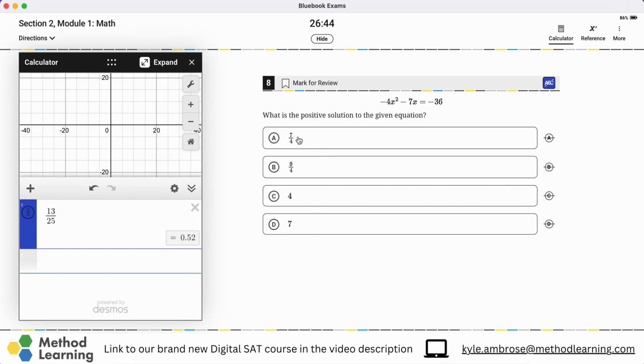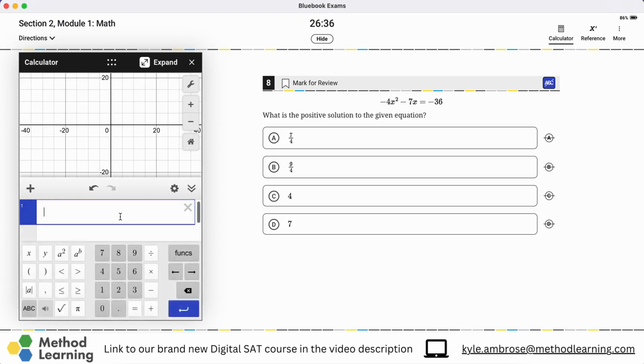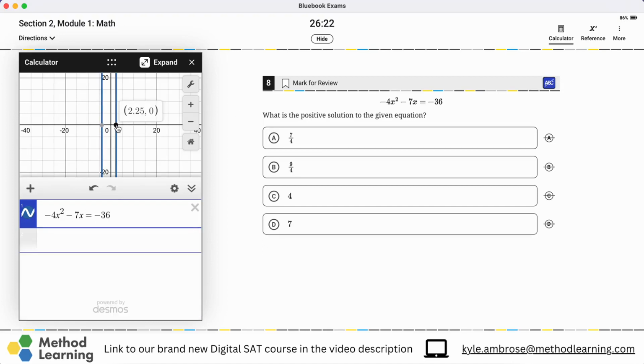Next one, this is a good Desmos question because it's an equation, but it's really tricky to solve. Well, for most of us, it's going to take us a little time to solve it. And so we'll go to Desmos, and it's going to be really easy in Desmos because we're just going to type it in exactly as we see it. And notice there's two solutions, but they want the positive solution. And so the positive solution is 2.25.